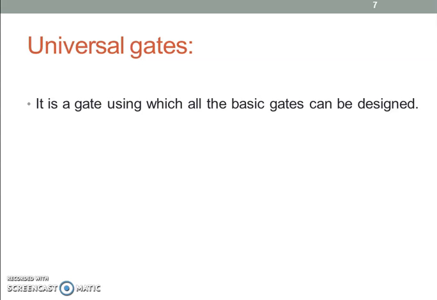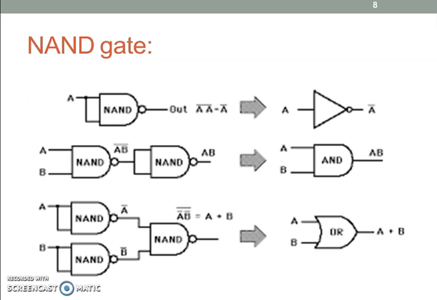There are 2 types of universal gate, NAND gate and the NOR gate. Means using the NAND gate and NOR gate we can construct the basic gates like NOT gate, AND gate and the OR gate. Move on to the NAND gate. You will get a question on this concept in your examination. The question may be like this: construct the basic gates using the universal NAND gate.